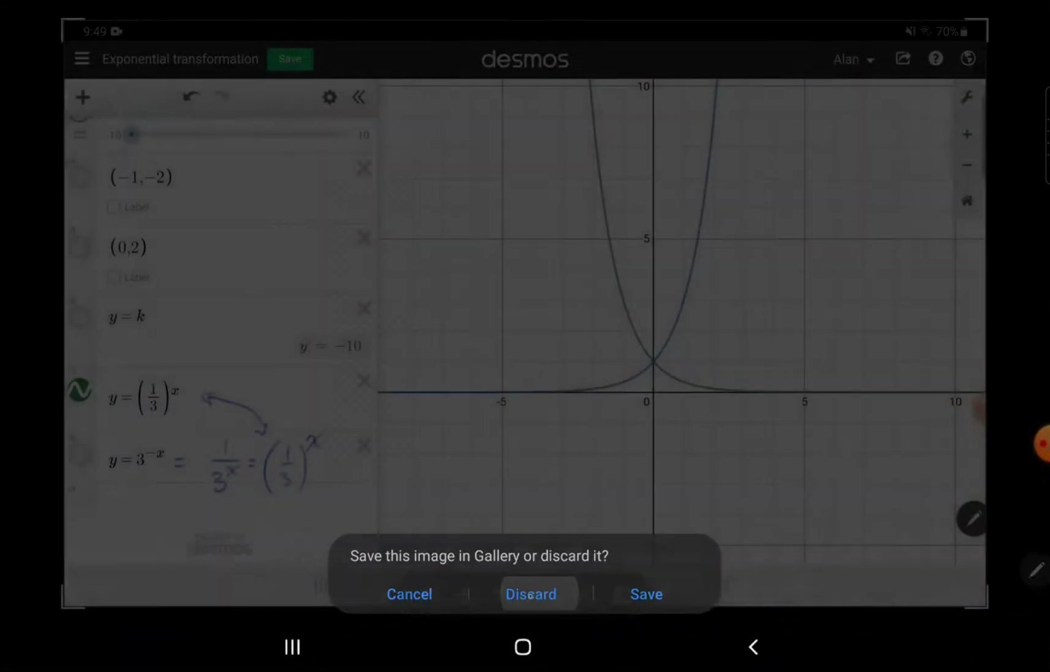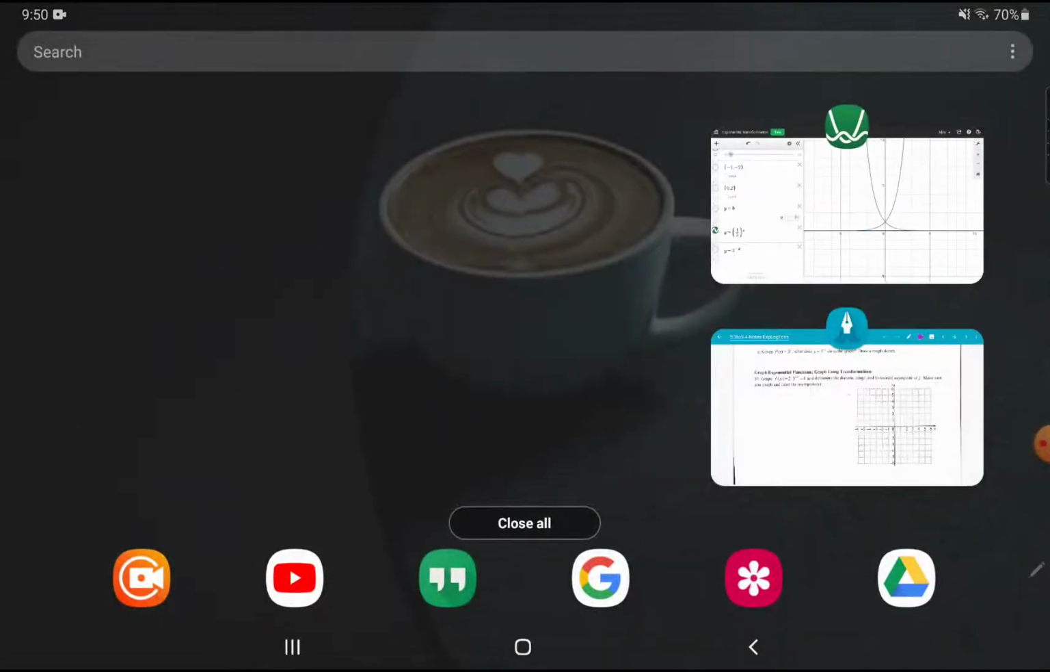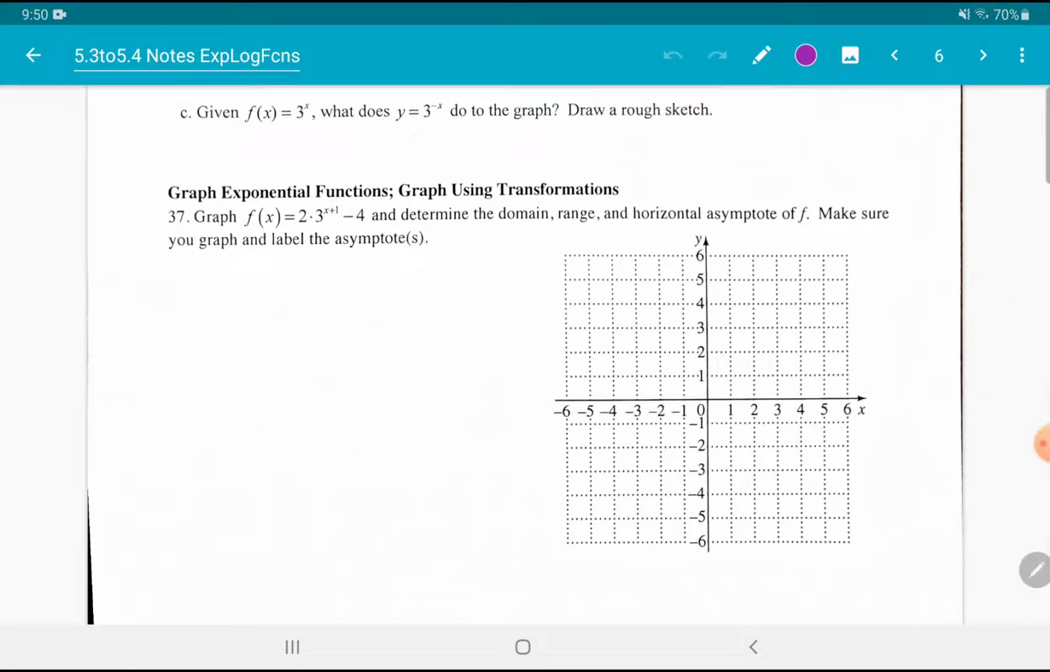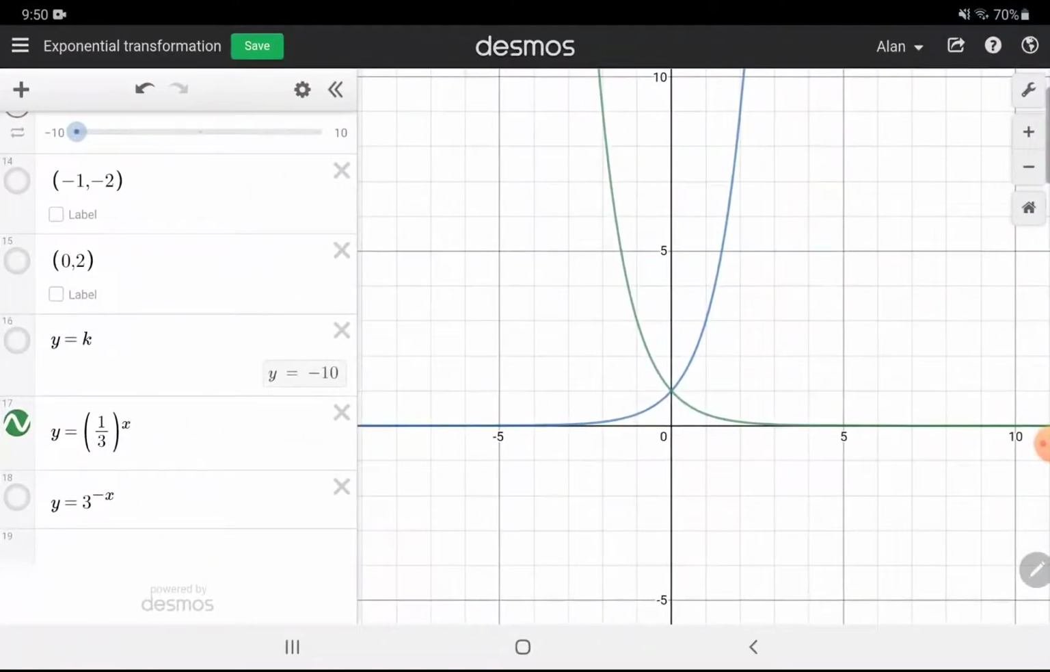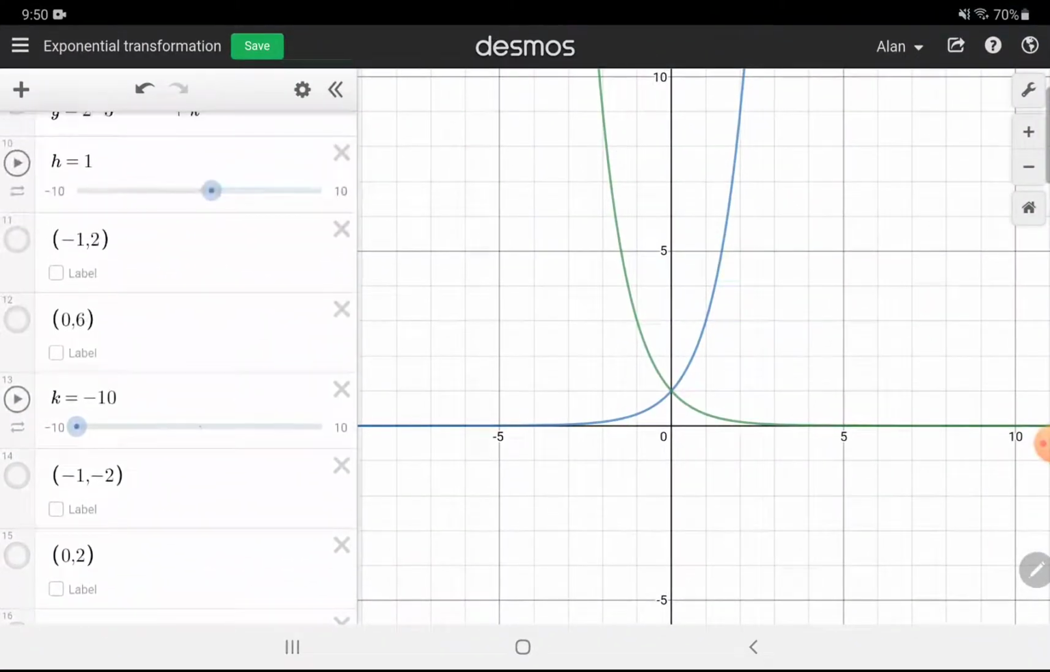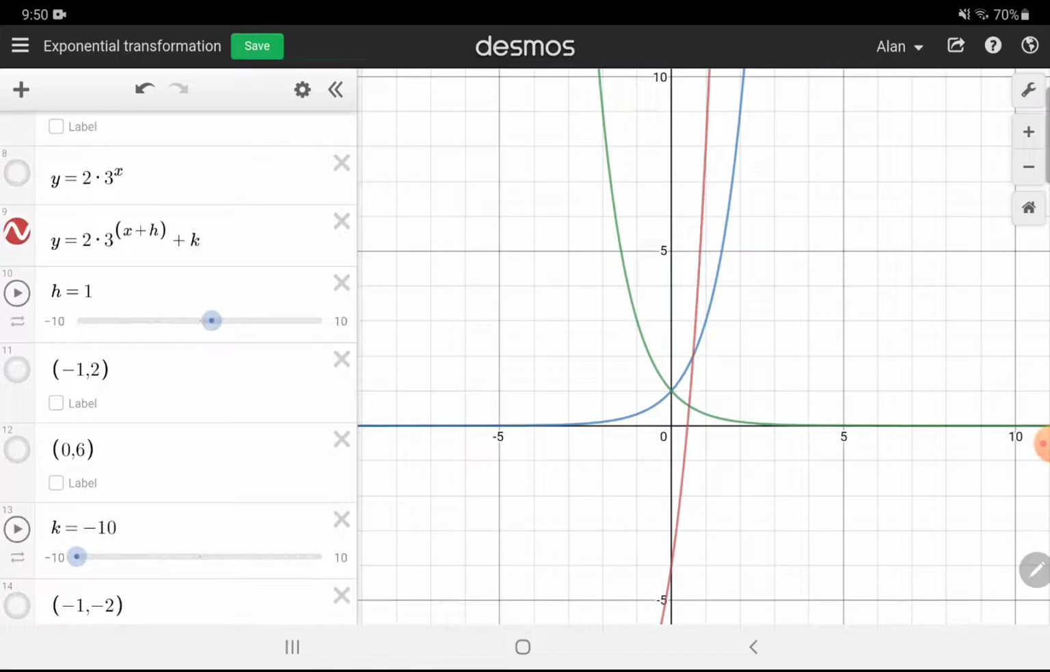Okay. So let's go ahead and go back to our notes. We have a couple of things that we had found out in number 37. Hopefully through the Desmos activity, you were able to draw your graph right there. But now let's go ahead and determine the domain, range, and horizontal asymptote of the graph. Well, we saw that the graph was extending in both directions, right, as we were looking at the graph. Let's go back to it right here. Okay, and then the k value was at -4 right there.